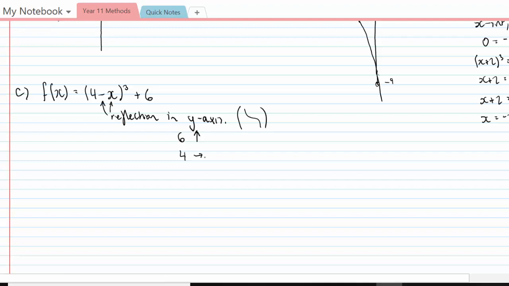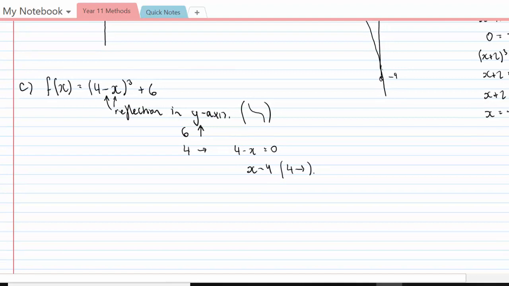Now, we can figure out what that horizontal translation is just by taking the part in brackets. So the 4 minus x, and putting it equal to 0. And then if we rearrange that, we can add x to both sides to get x equals 4, which means that it's 4 to the right. Okay? If it was negative 4, it would mean 4 to the left.